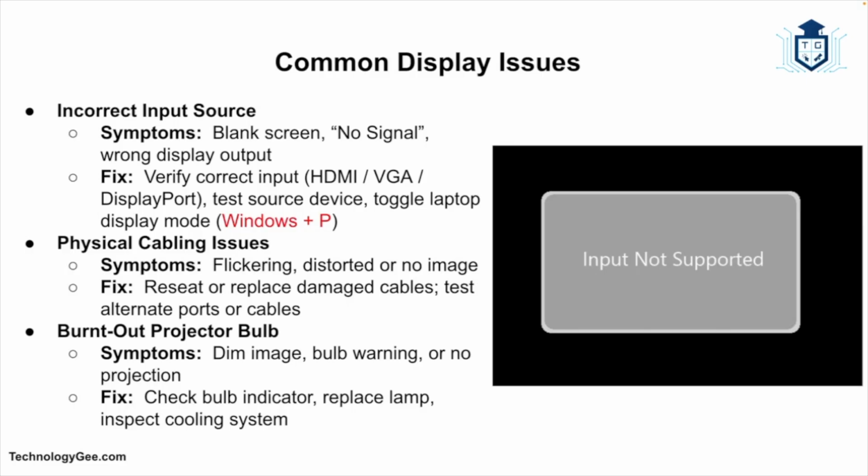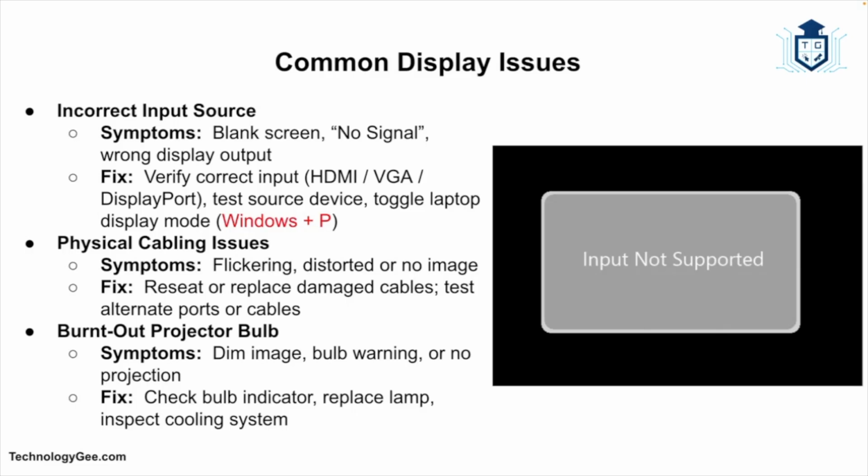All right, the next issue is physical cabling issues. Loose or faulty cables are a common culprit when troubleshooting video or projector issues, and even a slight disconnection can result in a blank screen or poor image quality. Some of the symptoms are flickering or static on the screen, no video output, a distorted or wavy image, or a black screen.